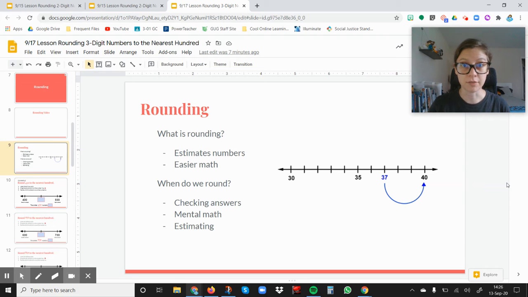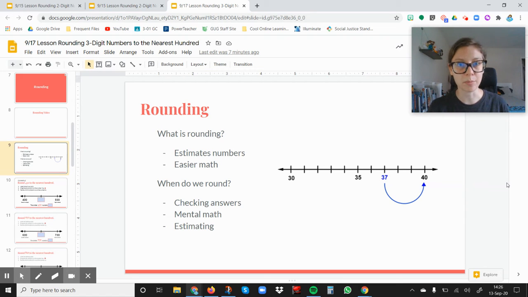Whenever we have two hundreds, we're trying to find the halfway point. That halfway point is going to have a 5 in the tens place and a 0 in the ones place. So it ends with 50. That's going to be really helpful for us as we're today rounding 3-digit numbers to the hundreds place.